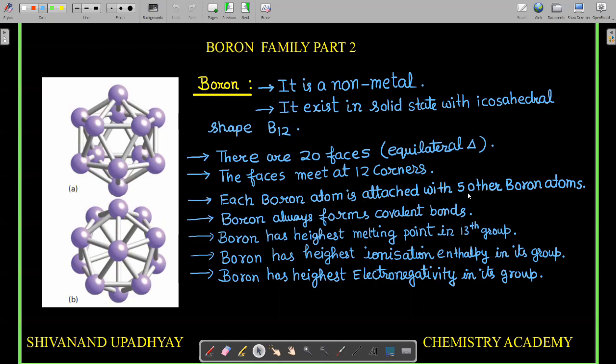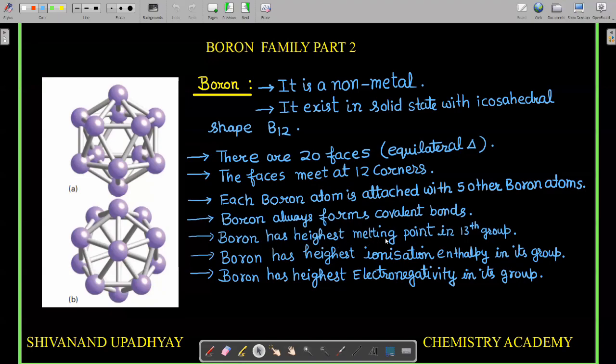Each boron atom is attached with 5 other boron atoms. That is not possible by a normal covalent bond because boron has only 3 electrons. So this is possible due to formation of a 3-centered 2-electron bond. Boron always forms covalent bonds. We have studied that because of very high ionization energy of boron, boron never exists in ionic form. It always forms covalent bonds.